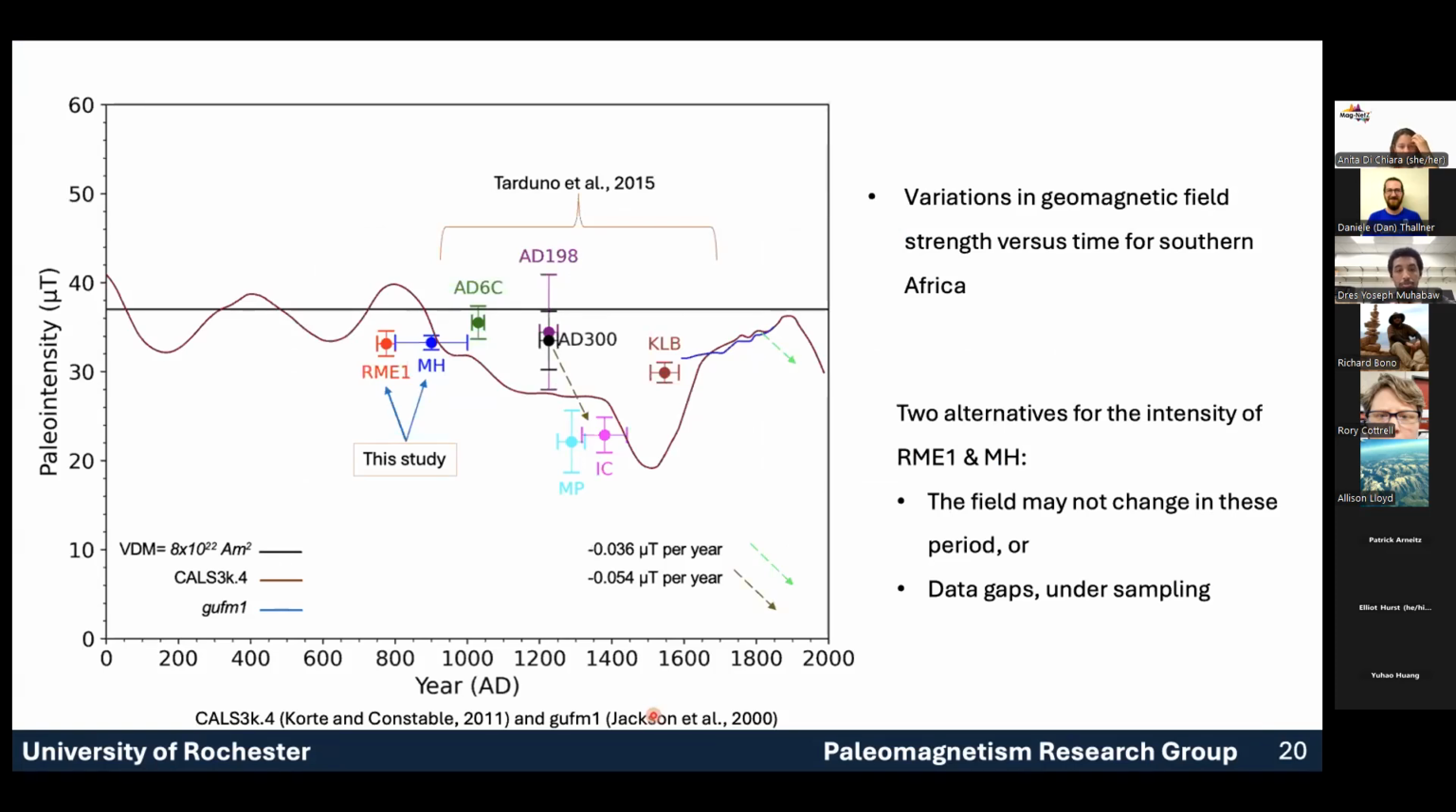Okay, so this is the intensity versus year. This was the intensity data produced by Tarduno, and we put our new datasets over here. We have two alternatives in this case. Either the field may not have changed in this time period, or, as you can see from the bar, we still have a huge age range. That may also be a reason, because these two datasets show a kind of consistent Earth magnetic field.